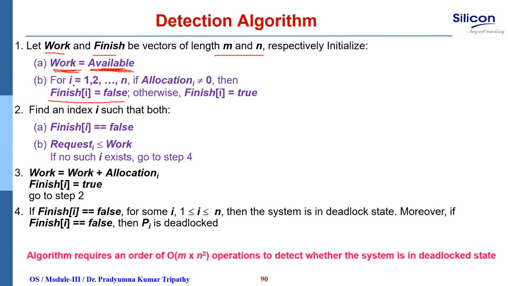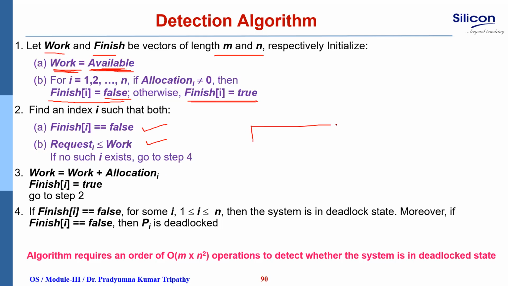For i equal to 1 to n, if allocation of i is not equal to 0, then we'll make finish false. If allocation is 0, that means nothing is allocated, so it is true. Then we find some process with finish false, meaning something is allocated, and its request is less than or equal to work. If no such i exists, we'll go to step 4. Otherwise, work equals work plus allocation and finish of i equals true.